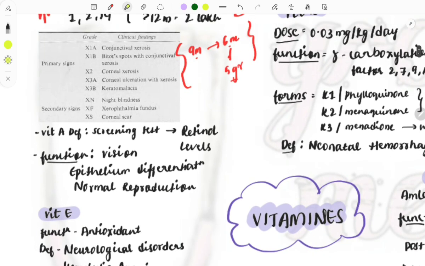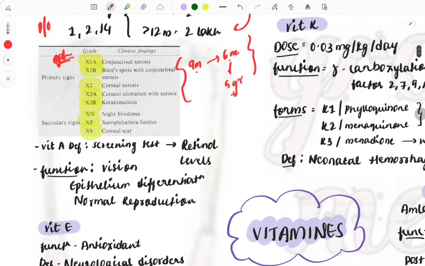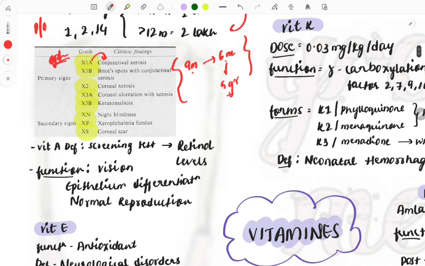Then this staging and grading you also need to remember, because questions are asked in integration with ophthalmology for vitamin A deficiency, meaning for xerophthalmia, what 1A stands for, what 1B stands for. The Bitot spot is a repeat topic, a favorite question of the examiners.